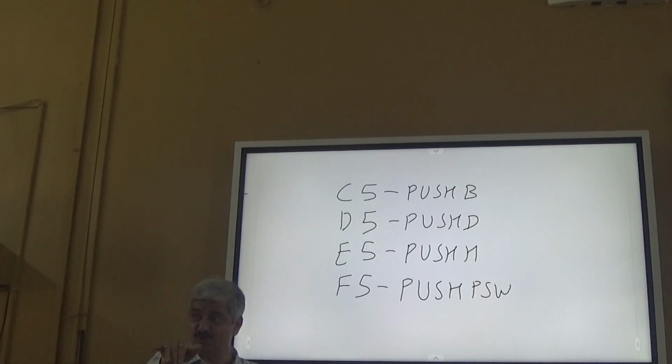And what is the procedure of storing? The push instruction first decrements the stack pointer by 1 and then stores the higher byte of the register pair into the memory address given by the stack pointer. Then it again decrements the stack pointer by 1 and stores the lower byte of the given register pair in the memory at the address given by the stack pointer.